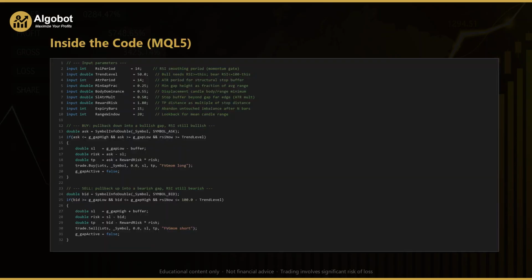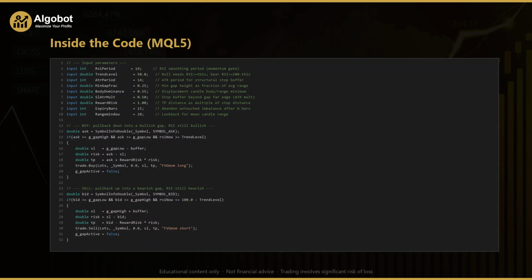Now let's look at the actual MetaTrader 5 code that drives all of this. At the top, you can see the input parameters, the dials you can adjust before running the EA. RSI period sets the smoothing for the momentum gate, defaulting to 14. Trend level, defaulting to 50, is the regime line.